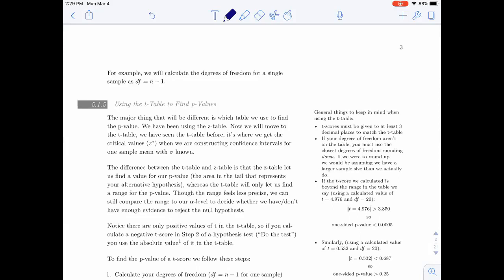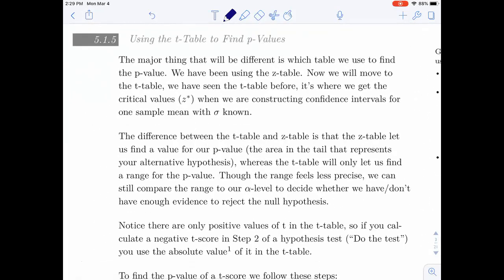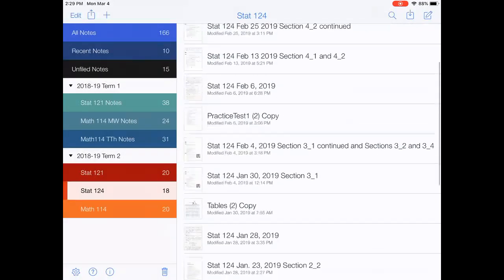So first, let's talk about using the T table to find p-values, right? So in hypothesis testing, if you have calculated a t, then you have to use the t-table to find the p-values. Yikes, right? All these little things that we have to keep track of. Okay. So let's have a look at our t-table. Where are my tables? Here.